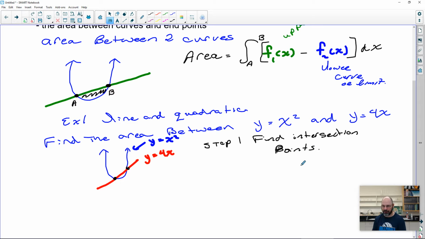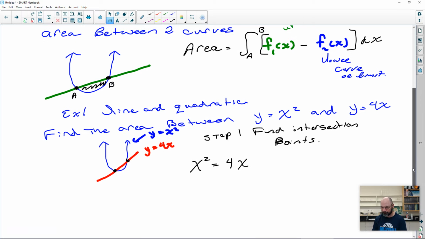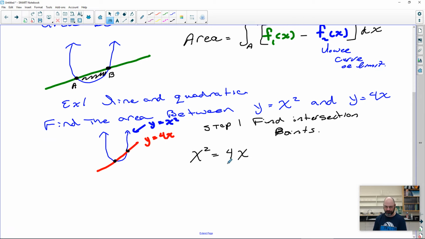Okay, so how do we do that? Well, we basically have y equals this, y equals that, so we set them equal to each other. So x squared is equal to 4x. And what we have to do is use quadratic factoring or the quadratic formula or something like that, depending on if you can factor it or not, to figure out what the x values are.